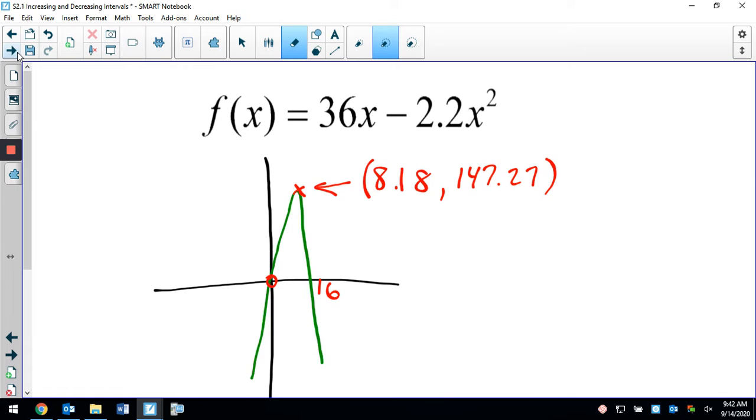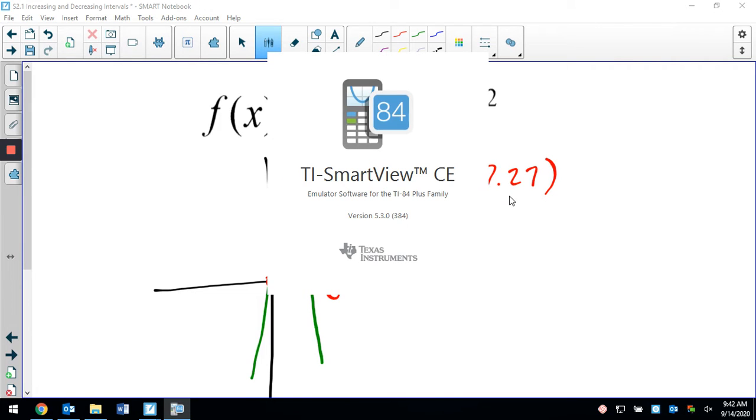All right, on this one, I have a function. I went ahead and typed it into my graphing calculator here, and it has a maximum point at 8.18. Now I'm going to go ahead and pull up my calculator here. It may take a moment to load. But I'm going to show you how to find those exact decimal values using your graphing calculator.